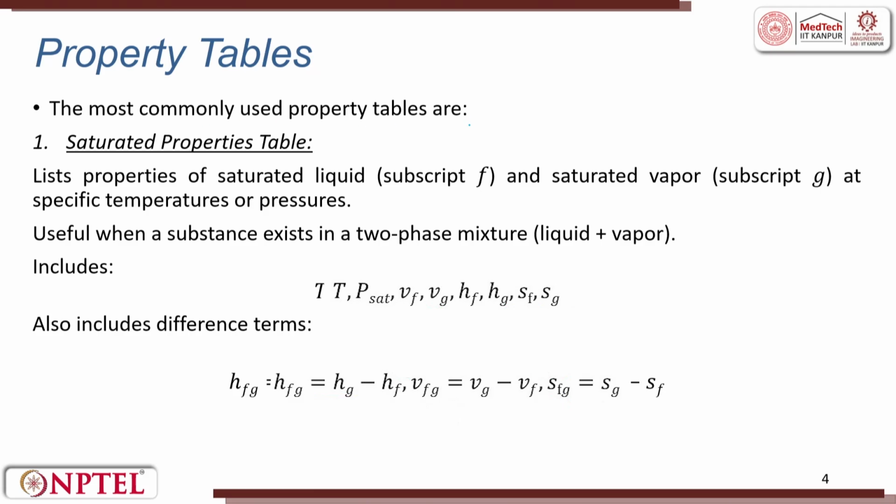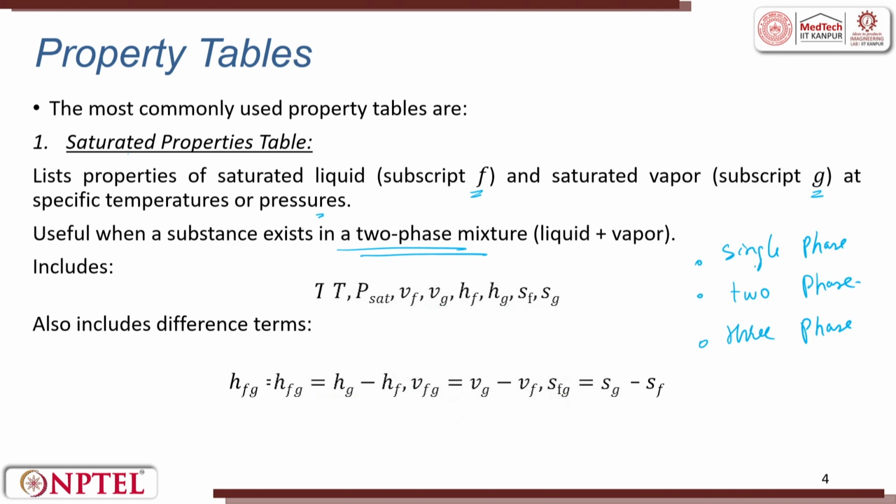The most commonly used property tables are the saturated properties tables. They list properties of saturated liquid, suffix f, and saturated vapor, suffix g, at a specific temperature or pressure. Useful when a substance coexists in two phases. When you are talking to a fluid expert or a thermal expert, he says single phase, two phase flow and three phase flow.